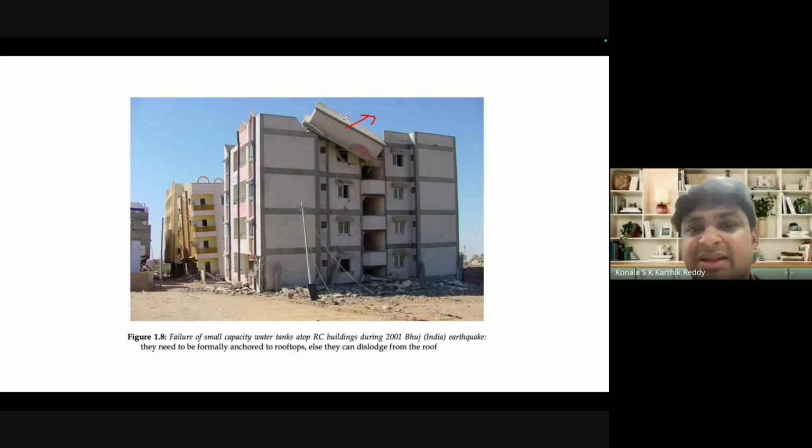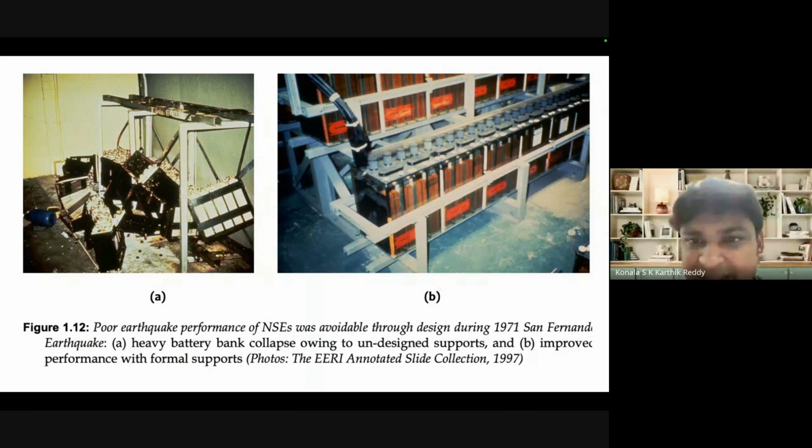Why is it not participating in load transfer? It is not properly anchored. So the entire building might be intact, but the water tank came down and toppled onto that particular building, causing the failure of that building. And as I said to you, there are three methods.